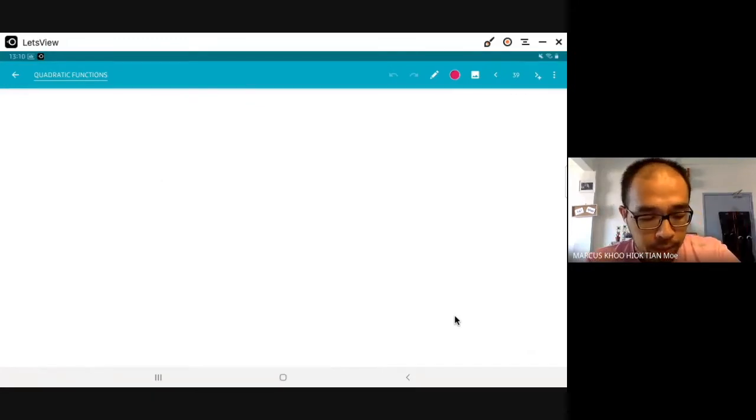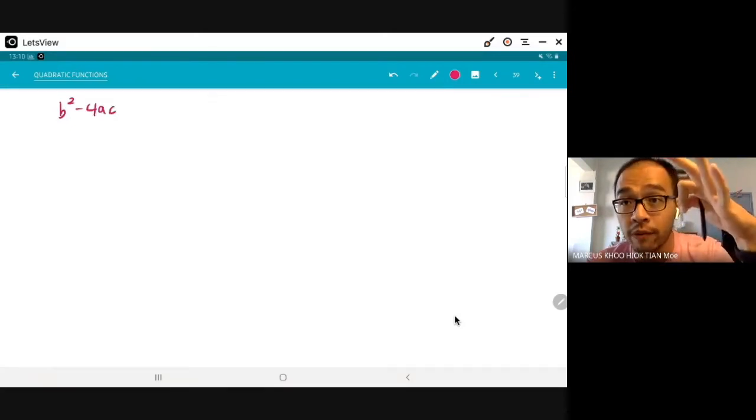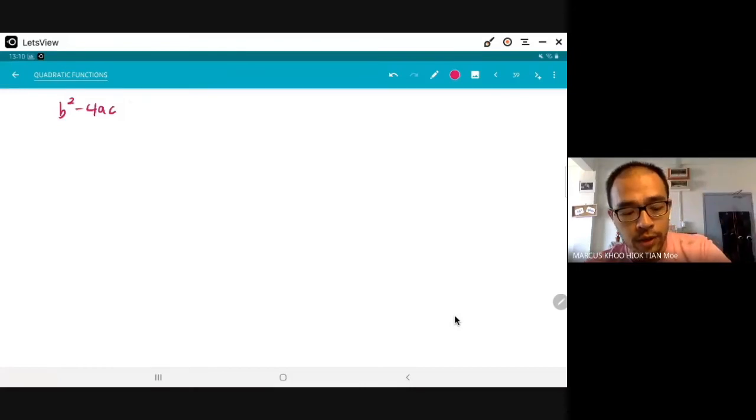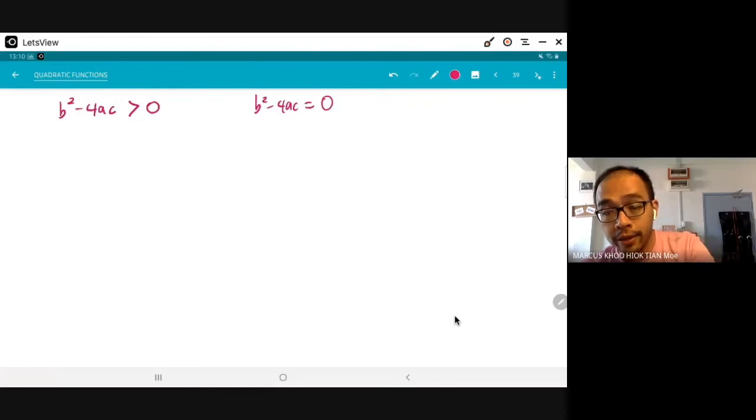Okay, perkara kedua yang saya mau sampaikan is, if you remember our previous lesson, I talked about b squared minus 4ac, and I said there are 3 categories of roots. Okay, three categories of roots lah. Satu adalah b squared minus 4ac is more than 0 or is a positive number. Second group is b squared minus 4ac is equals to 0. And the third one is b squared minus 4ac is less than 0.